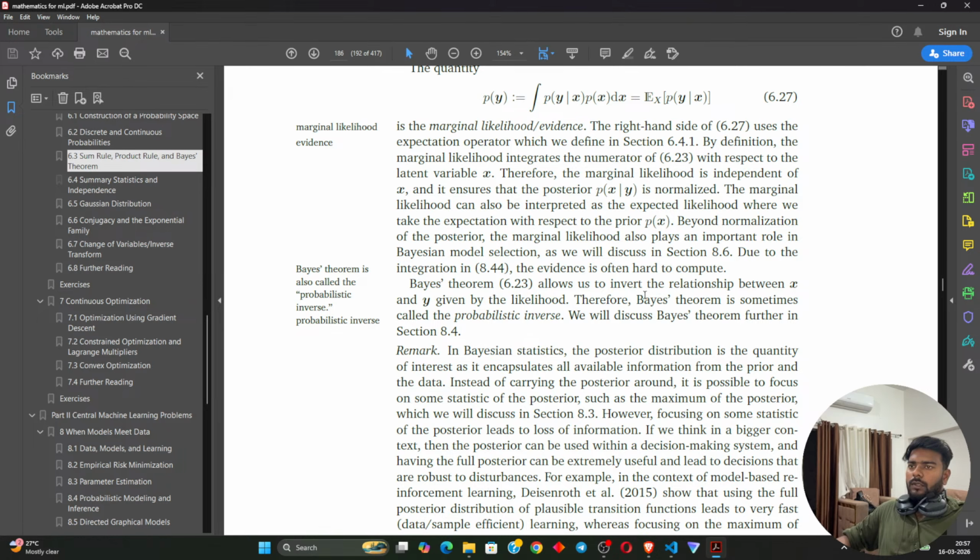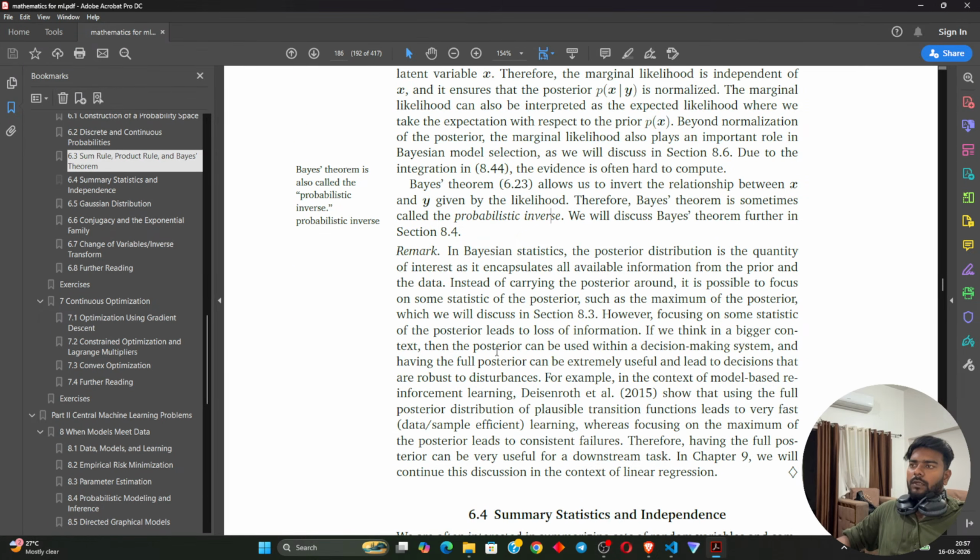Bayes' theorem allows us to invert the relationship between x and y. अच्छा, given the likelihood. Therefore, Bayes' theorem is sometimes called the probabilistic inverse. We will discuss Bayes' theorem further in section 8.4. First, the posterior is the quantity of interest. Instead of carrying the posterior around, it is possible to focus on some statistic of it, such as the maximum a posteriori estimate, which we will discuss in section 8.3. And focusing on some statistics of the posterior leads to loss of information.